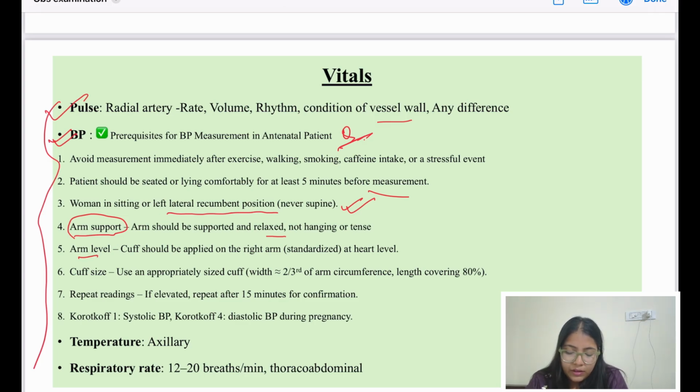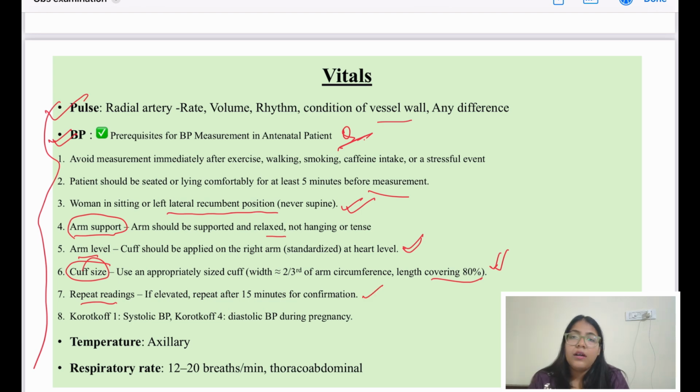The cuff should be applied on the right arm at the level of the heart. What should be the appropriate cuff size? The width of the cuff should be 2/3 of the arm circumference, and the length should be at least 80% of the arm. And if you find the BP reading is high, you should always repeat the BP after 10 to 15 minutes.